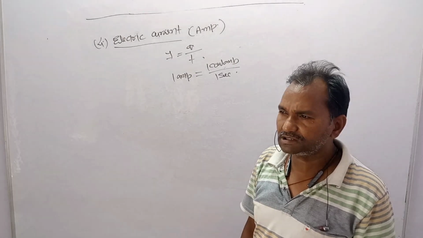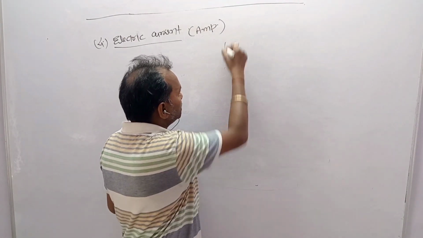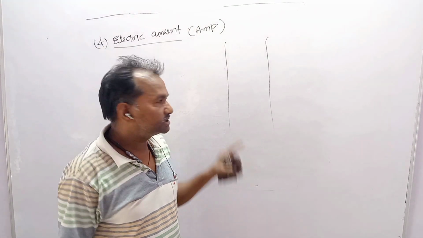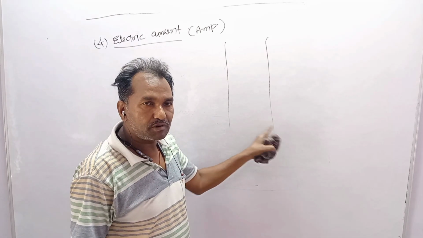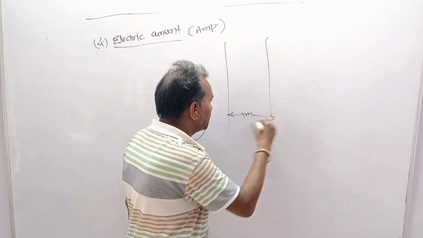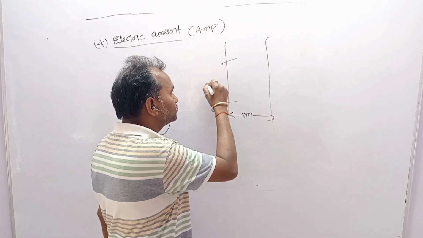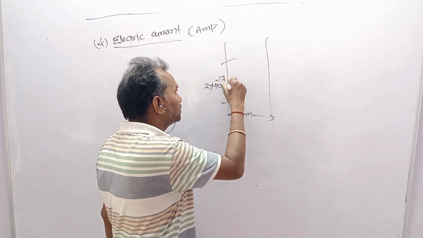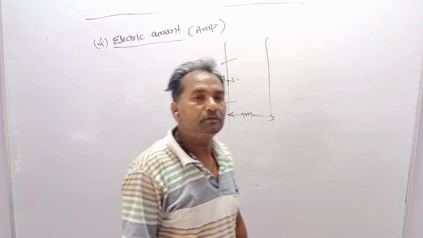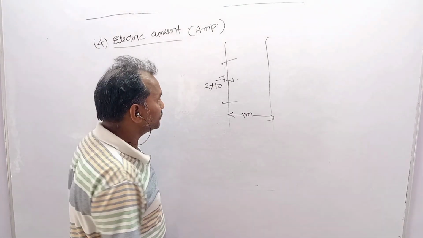But dear students, this is not a standard definition. The standard definition is a bit different. Let there be two long straight parallel wires kept 1 meter away from each other, and per unit length they experience a force of 2 into 10 to the power minus 7 newton, either attractive or repulsive. Then the current flowing will be 1 ampere.